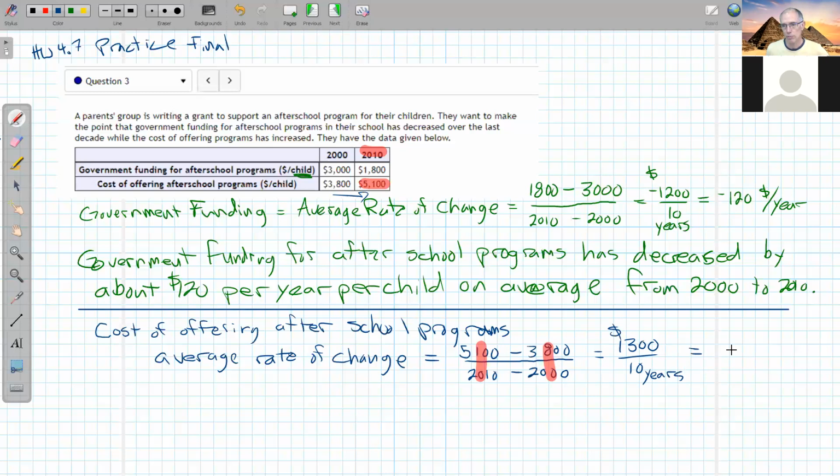So when we clean it up, we get $130 per year. Is this a good sentence? The cost of offering after-school programs has increased by an average of $130 per child each year from 2000 to 2010. Yeah, that's perfect. Okay. Good job. And so then the sentence that describes what that means right there, exactly as you said.